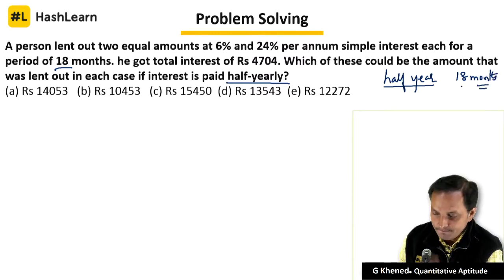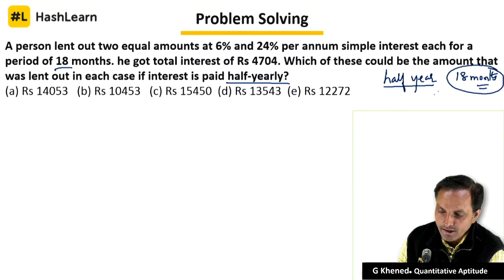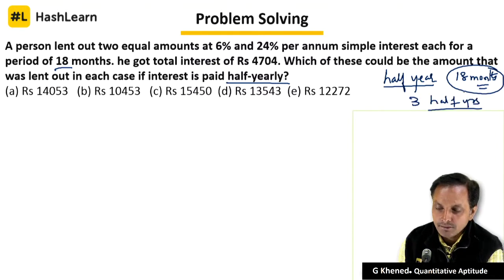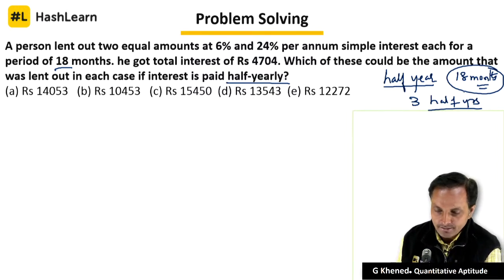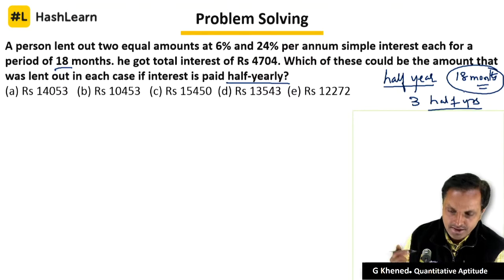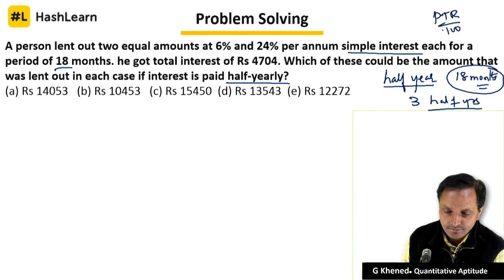So how many half years will you have in 18 months? You will have 3 half years. So that is the number which you should be aware of. Since it is a simple interest problem, you know that the formula is PTR by 100.